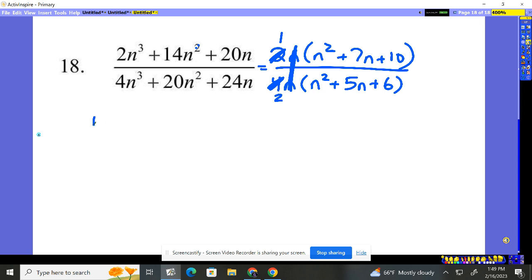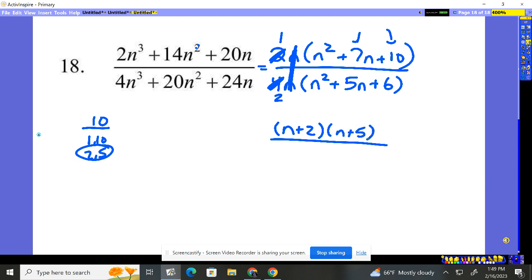So top trinomial, the numerator, I'm looking for the multiples of 10, but yet that'll add to give me the 7. 1 and 10, 2 times 5. 2 and 5 gives me 7, so I know it's 2 and 5. So the top is going to factor to n plus 2 and n plus 5. And the top's just a 1 out here. The bottom, you don't even need to put that.